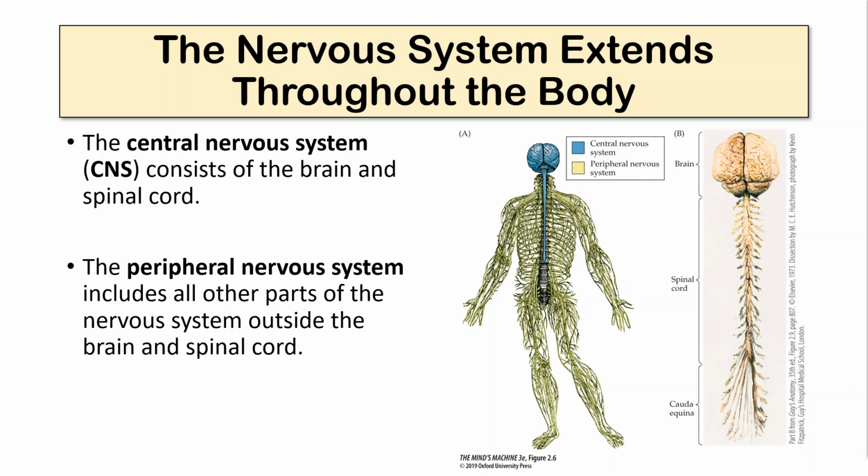We'll often abbreviate these. So the central nervous system, you may hear called the CNS, and the peripheral nervous system, the PNS. But they have different functions, and we'll describe those.